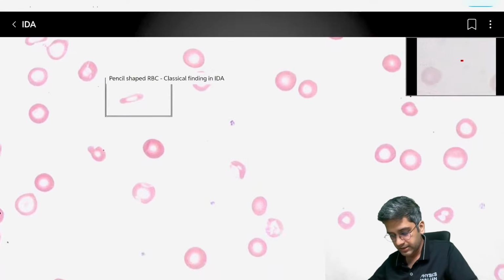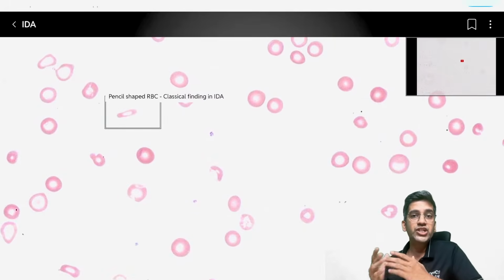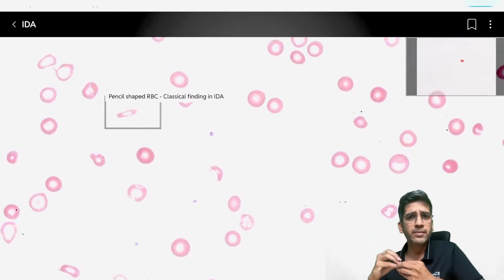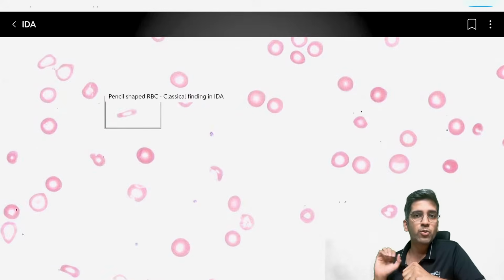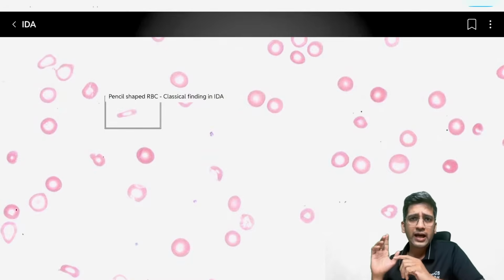Fine. This is anisocytosis, change in the size of the RBC. Some may be bigger, some may be smaller. Poikilocytosis is change in the shape of the RBC. Size is anisocytosis, shape is poikilocytosis, right? So you have to know an iron deficiency anemia can definitely have anisopoikilocytosis, right?